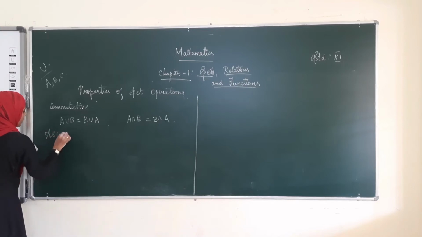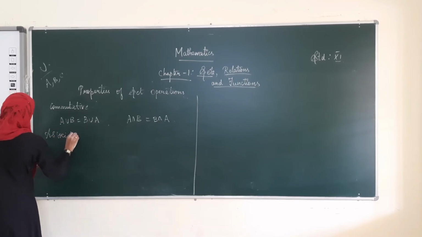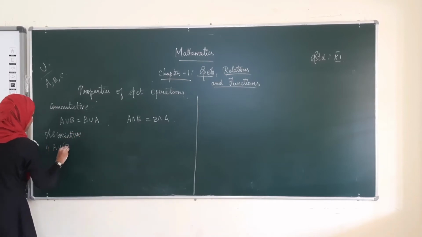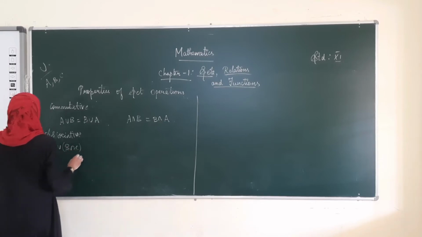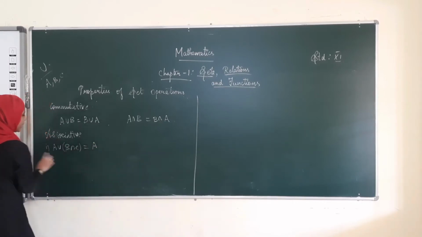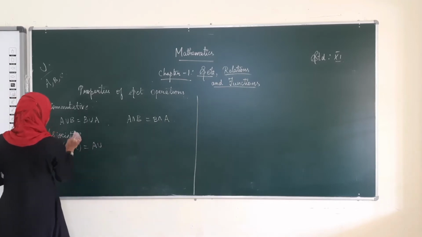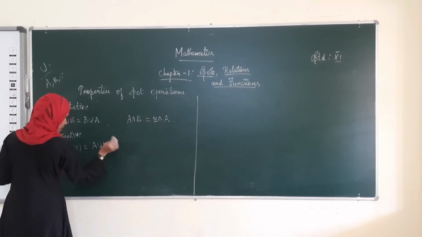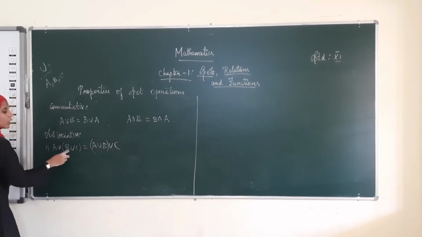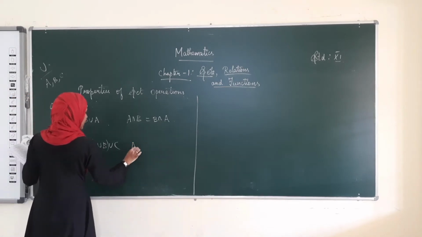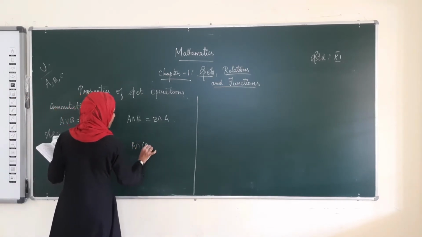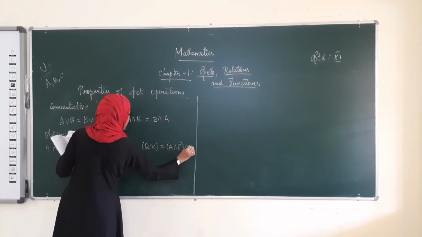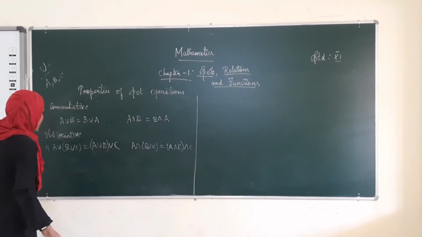Then associative. Associative is A union (B union C) will be equal to, the bracket changes, (A union B) union C. Similarly, for intersection, what happens? A intersection (B intersection C) will be equal to (A intersection B) intersection C. The bracket alone changes.